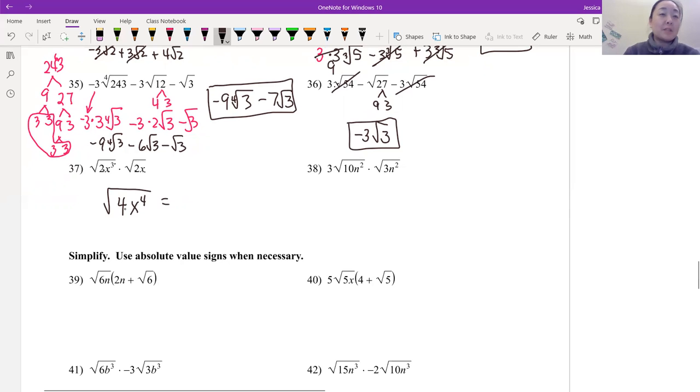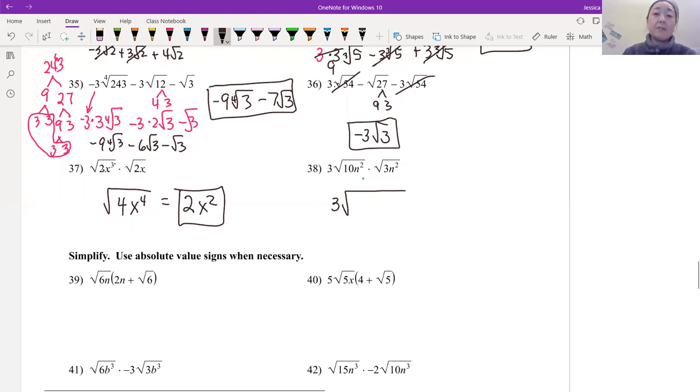And so we can simplify this. Well, what's the square root of 4? 2. What's x to the fourth, the square root of that? x squared. Everything's positive. We're good to go. Happy days. Life is good. All right. Outside, the only thing we have is a 3. So we're just going to multiply that.